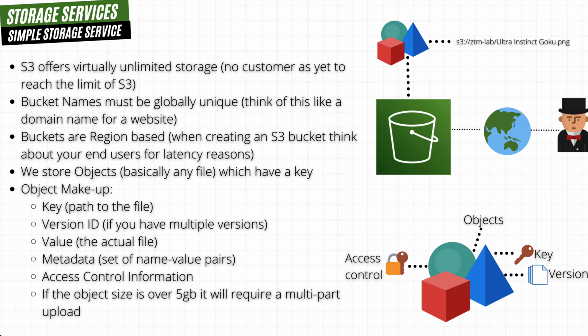Now, when you upload files to an S3 bucket, anything over 5 gigabytes will require a multi-part upload. This basically means the file will be uploaded into smaller parts into the S3 bucket. The maximum size a single file can be is 5 terabytes, and the lowest is 0 bytes. AWS does claim to have virtually unlimited data with S3, and that is because no company that uses S3, not even Netflix, has been able to reach its limit.